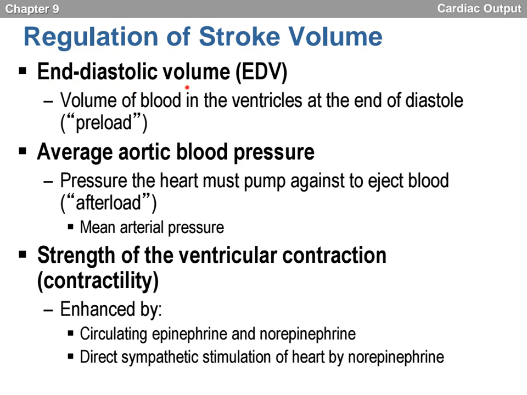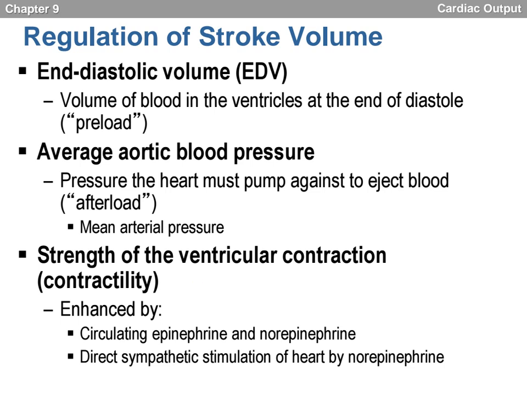One is the end diastolic volume, or EDV. That's the volume of the blood in the ventricles at the end of diastole, and that's referred to as preload. We'll come back and talk about that more in a second. The next thing is the average aortic blood pressure, essentially the same thing as mean arterial pressure. So this is the pressure that the heart must pump against to eject blood, and that's often referred to as the afterload. Again, we'll talk more about that in a second.